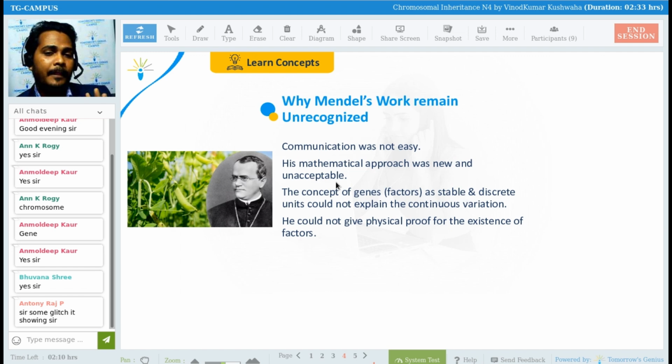Initially, when Mendel was there, he did wonderful work, but his research was not published because there was no mode of communication. In that time communication was not as easy as today. Today, if you do any research, you can immediately publish a paper on the internet and everyone knows what you did. But at that time it was very difficult.